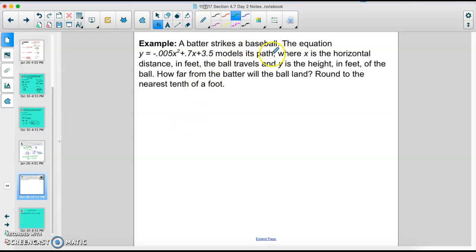Okay, batter strikes a baseball. This is the equation that models the path of the ball, so it goes like that probably. Where x is the horizontal distance, so how far it traveled, this is x, and then y is the height, and so from here to here, we're talking the y coordinate point there. How far from the batter will the ball land? Okay, so we're looking for this point. And round the answer to the nearest tenth of a foot.